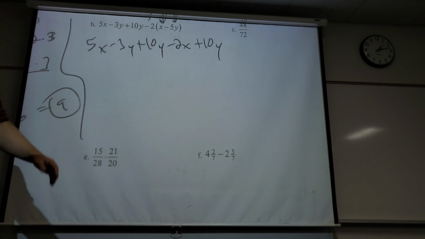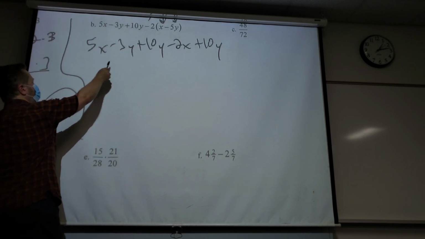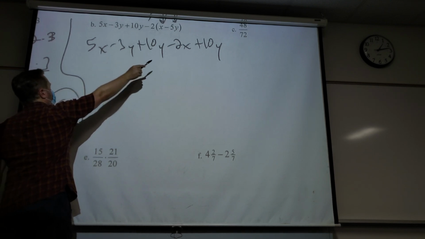And now we've got, everything's free. Do you see what I mean? Nobody's stuck. We've distributed because the X and the 5Y were stuck inside. Now they're free to move around. So now what can you put together? Well, we can put together all the X stuff, right? I got 5 X's over there. This guy over here took 2 away.